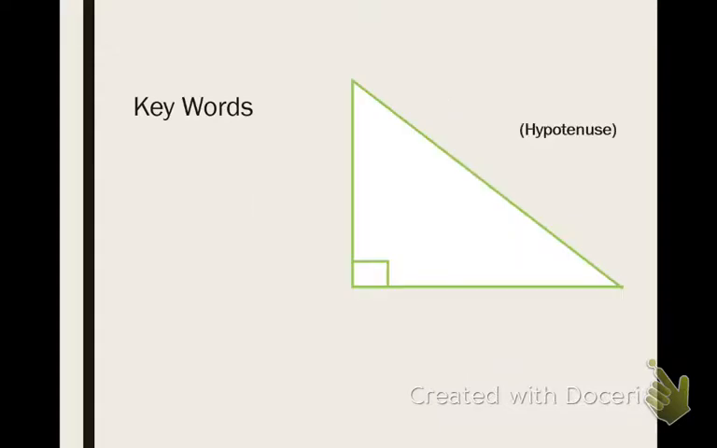The hypotenuse, you don't have to write that in because that's just what it's called. The longest side is the hypotenuse. So anything that is leaning or unstable, you want to write that in. Anything leaning or unstable.